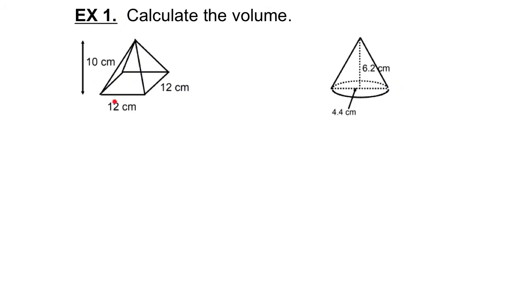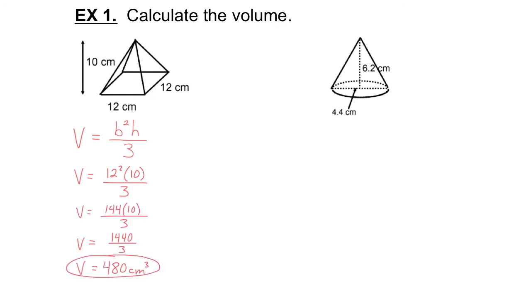So for example, this pyramid has a square base. So the volume of this pyramid is the same as the volume of a prism with this 12 by 12 square base, which we know is base squared times height, but then divide it by 3. And this is where the formula for volume of a square-based pyramid comes from on your formula sheet. Volume is b squared h divided by 3. So now we can just plug in our numbers and solve. So we end up with a volume of 480 centimeters cubed.